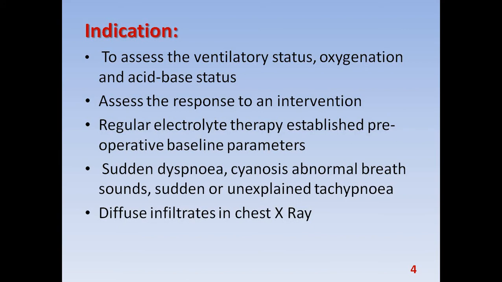And the next one is to monitor electrolyte therapy and establish pre-operative baseline parameters. So before operations, we have to see that the acid-base balance and all the other parameters are within normal or within operable limits. In order to do that, they provide electrolyte therapy. So after providing the therapy, we can do ABG analysis to see whether the therapy is working or not, and to find out whether the patient will be operable or not.